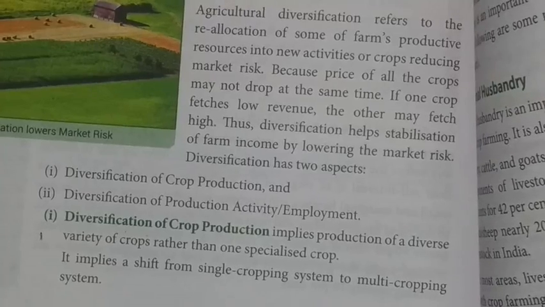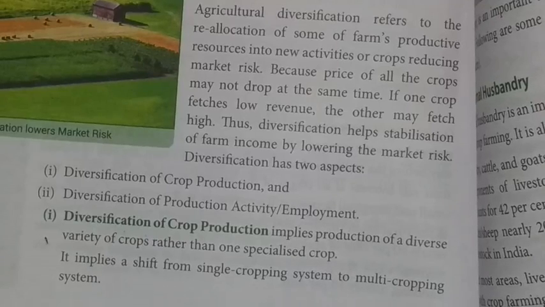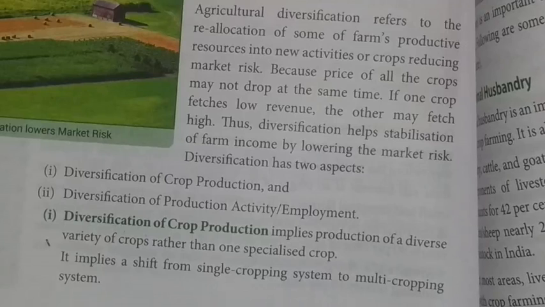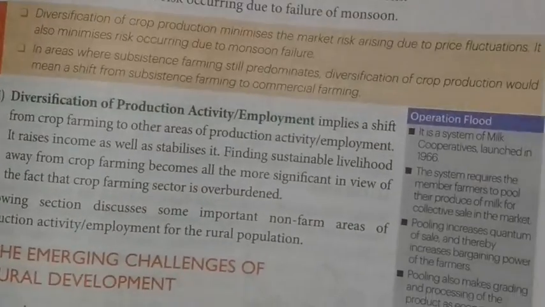Now it can be done in different ways, like diversification of crop production and diversification of production activities or employment. Now, what does diversification of crop production mean? It implies production of a diverse variety of crops rather than one specialized crop. It means in place of single cropping, we should do multiple cropping. We should grow different crops at the same time.